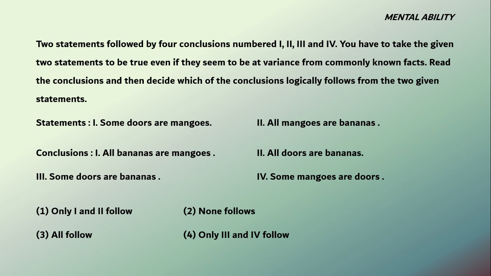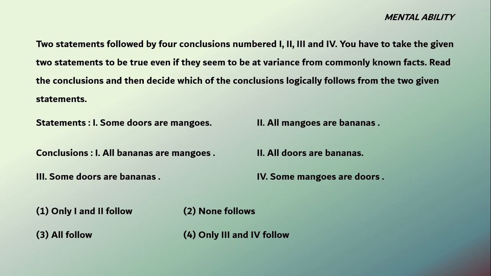Two statements followed by four conclusions numbered 1, 2, 3 and 4. You have to take the given two statements to be true, even if they seem to be at variance from commonly known facts. Read the conclusions and then decide which of the conclusions logically follows from the two given statements.